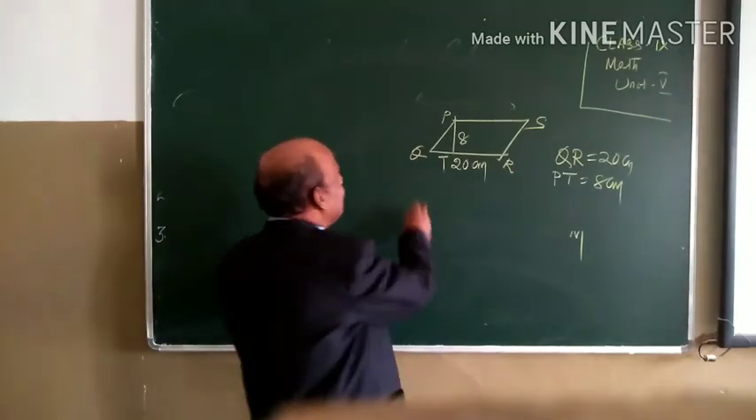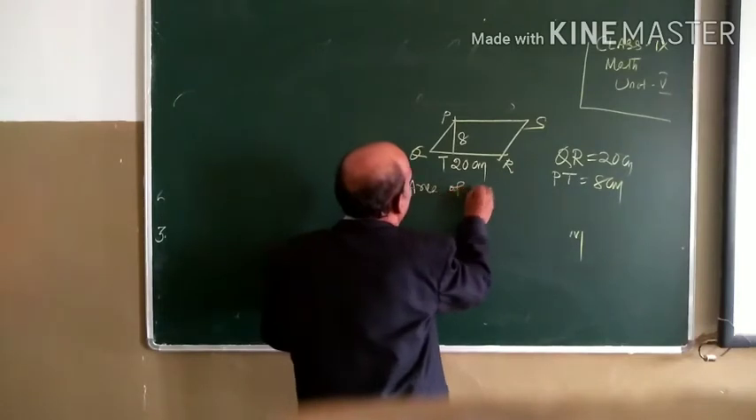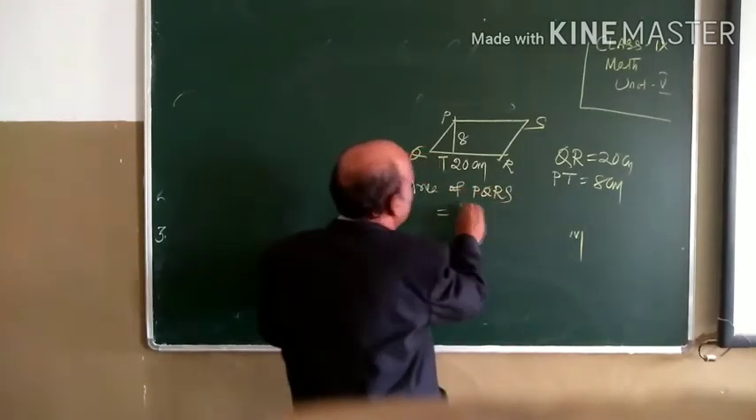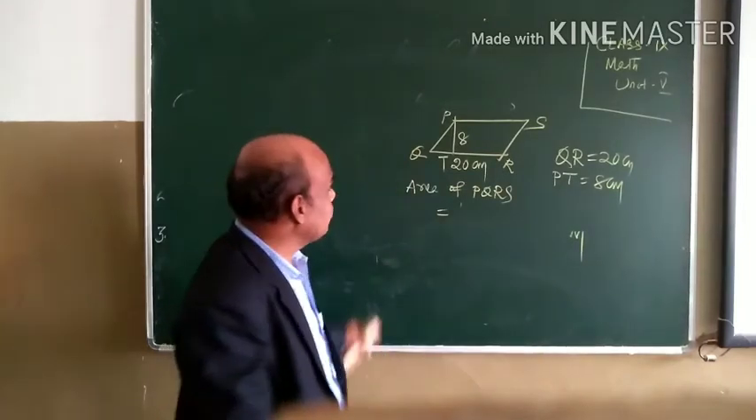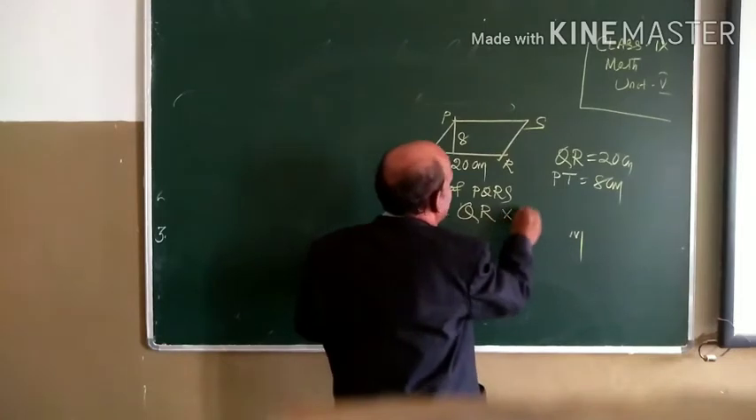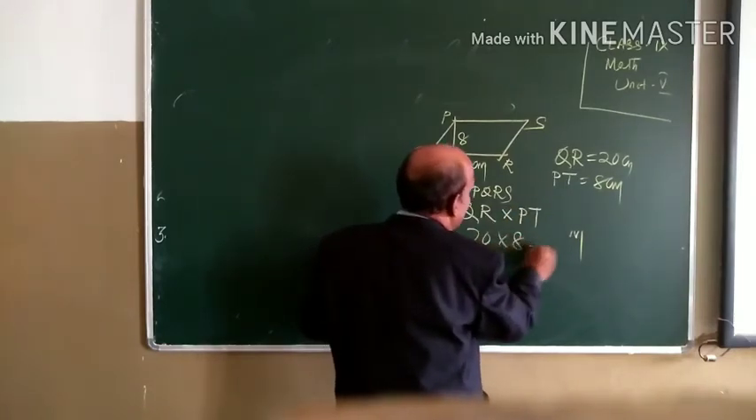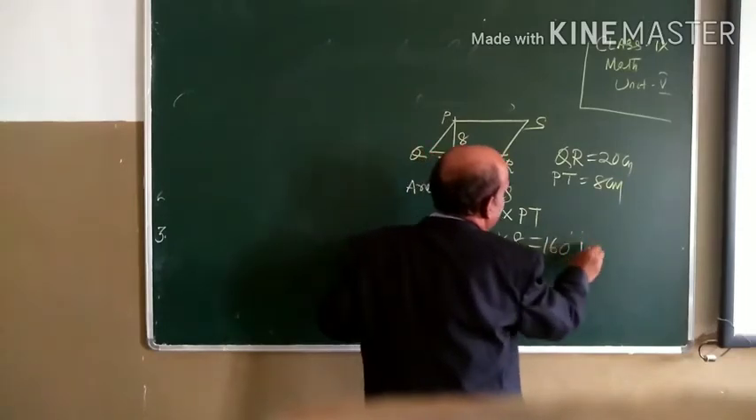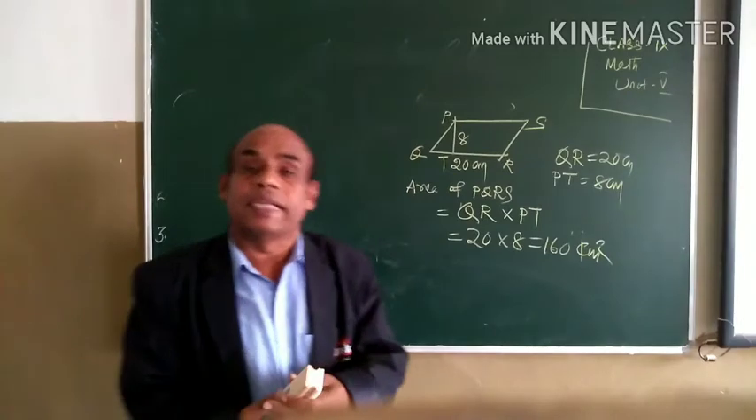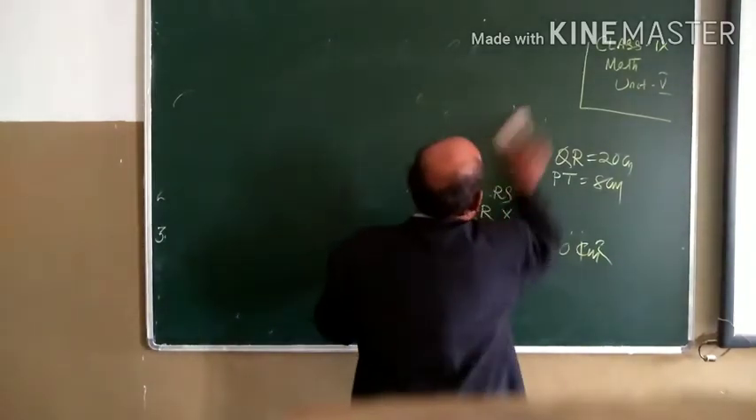So you will say area of the parallelogram PQRS is equal to base into height. Base means QR and height means PT. So you are getting directly 20 into 8, that is 160 centimeter square. That you are getting. Now see another type of example.